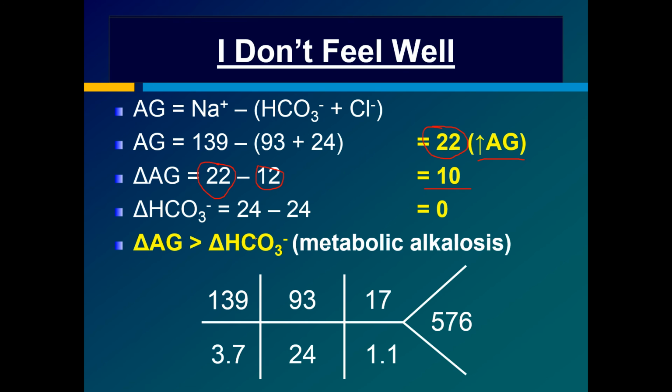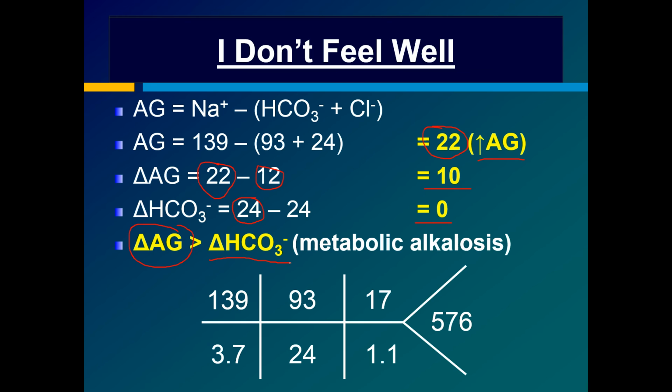Now when we look at his delta bicarb, the normal value is 24. His value today is 24. So that delta bicarbonate is 0. So there's a big difference here. The delta anion gap is much greater than the delta bicarbonate. And what that tells you is that there's some additional condition that's raising his serum bicarbonate about 10 points or so. And the only condition that independently raises your serum bicarbonate is going to be a metabolic alkalosis.